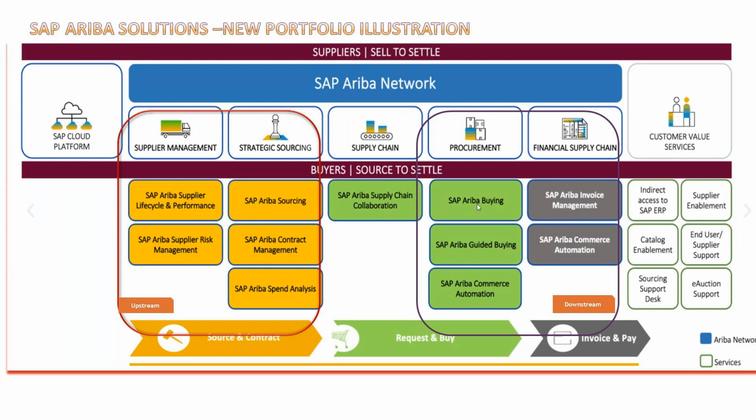Means you are creating your PR and PO in your S4 HANA system. Yes. In that case, what happens if suppose Ariba is not there?